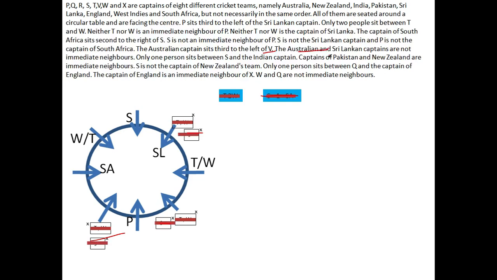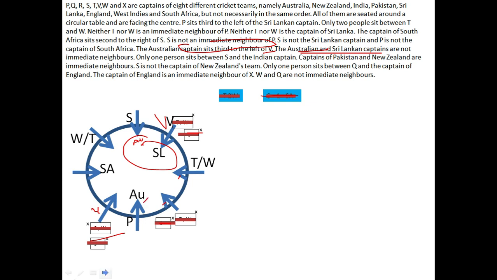Now the next statement is saying that the Australian and Sri Lankan captains are not immediate neighbors. If V was coming here, Australia was coming here. So something has again been said about the Australian, so you should revisit this statement. You know that if V is coming here, Australia has to come here, and this becomes a neighbor, which is not possible, as they are not immediate neighbors. So what would happen? V has to come here. If V is coming here, then Australia has to come 1, 2, 3.